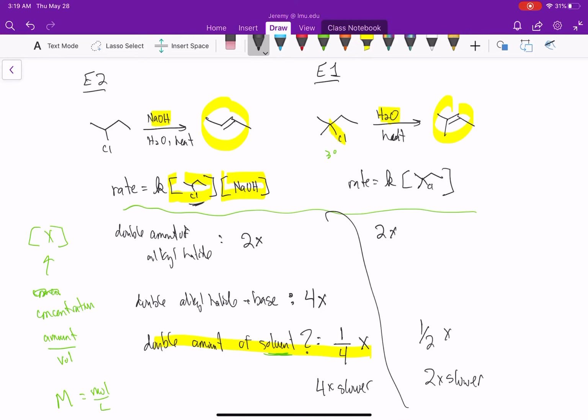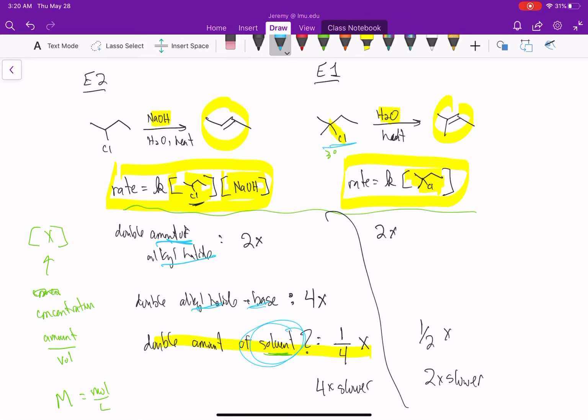So I just wanted to walk through a few examples so we understand our rate laws here. We understand that these are concentration values. Concentration can be affected by the amount we use, but it can also be affected by the amount of the alkyl halide or the base in the E2. In the E1, it's just the amount of the alkyl halide. But the solvent also affects our concentration.